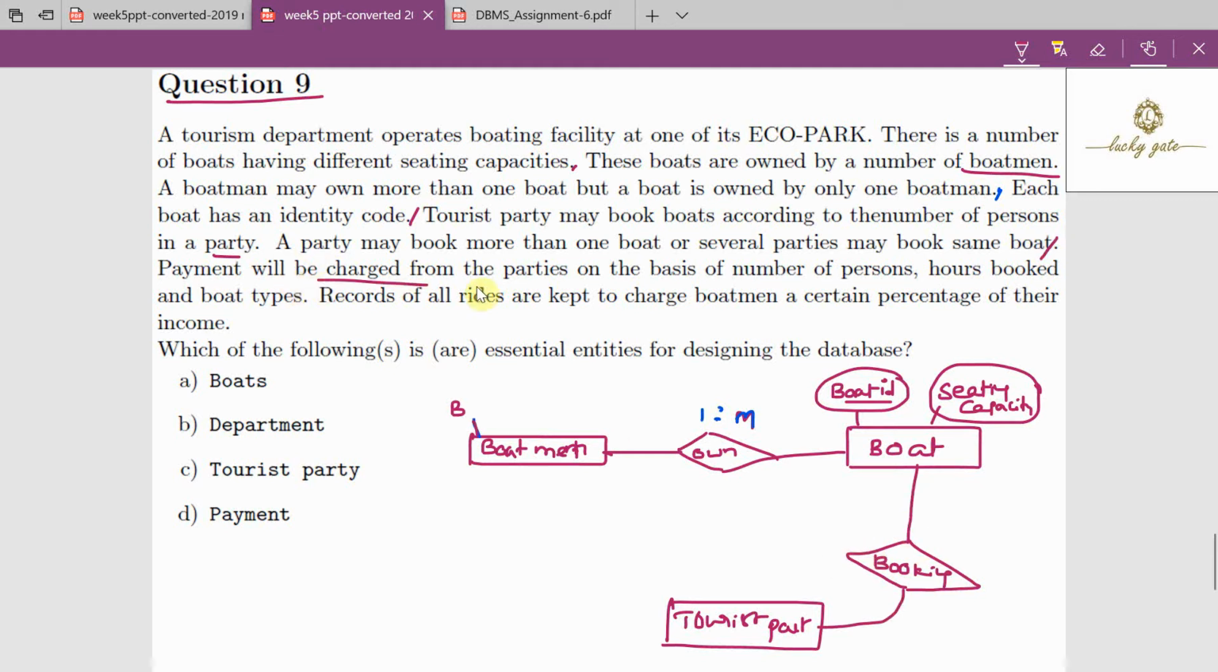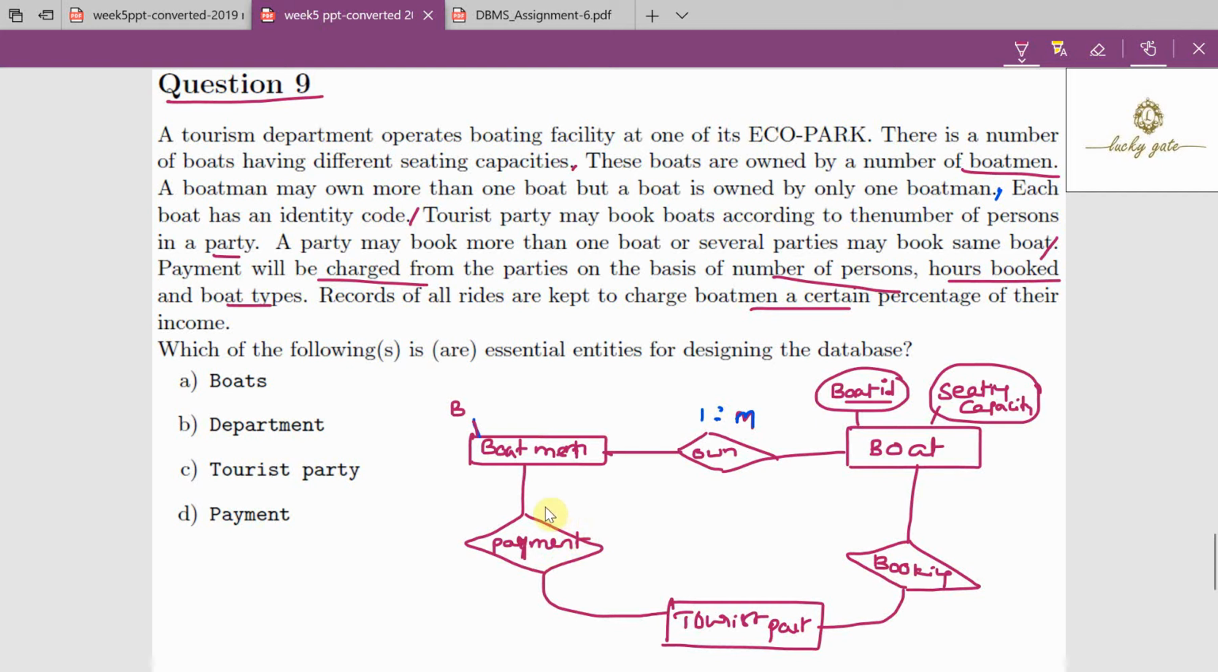Payment will be charged from the tourist parties on the basis of number of persons, hours booked, and boat type. Part of the rights are kept to charge boatmen a certain percentage of the income. So boatmen will be given some payment based on the tourist party bookings. Here I can have a relationship between boatmen and tourist party. I am calling it the payment relationship.